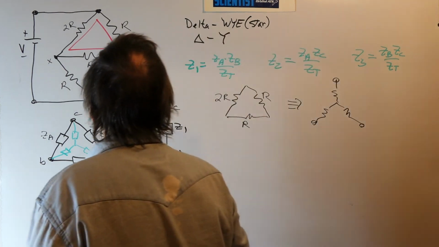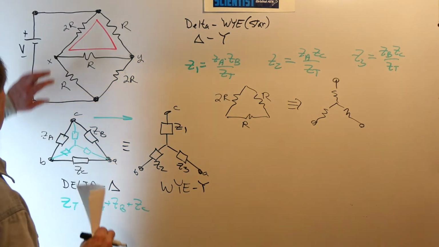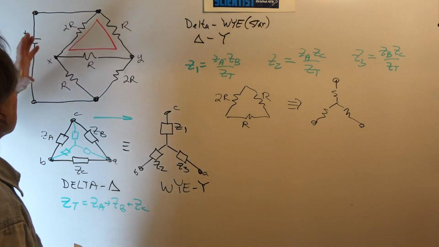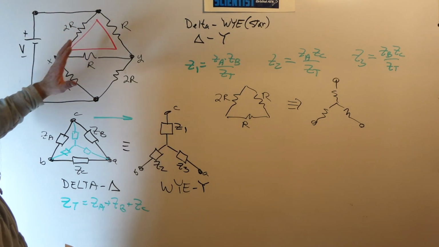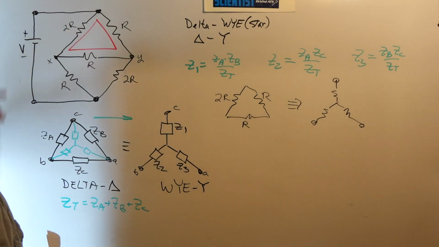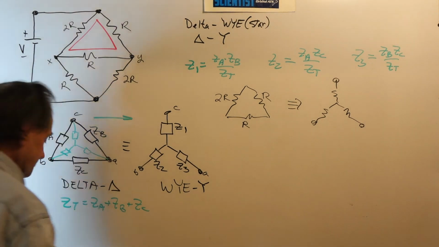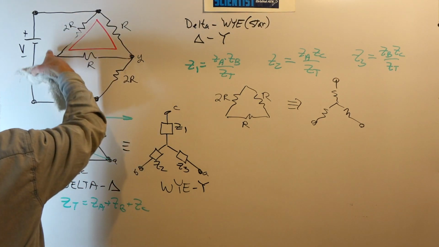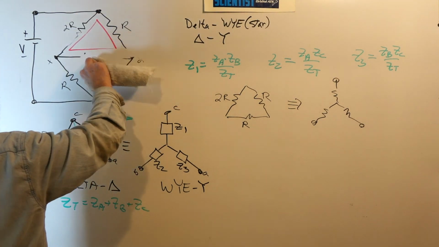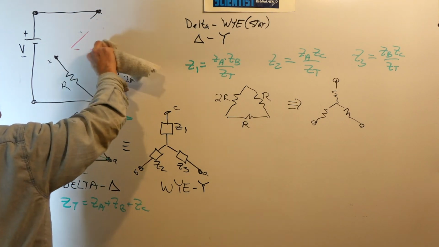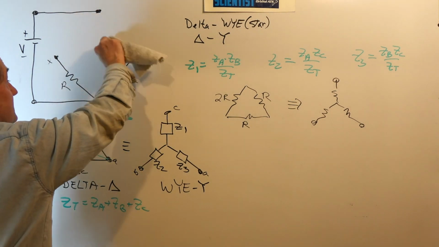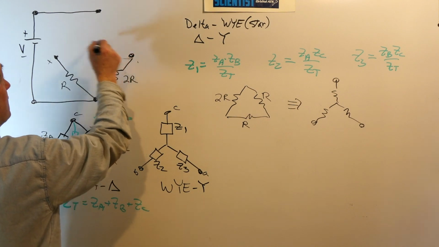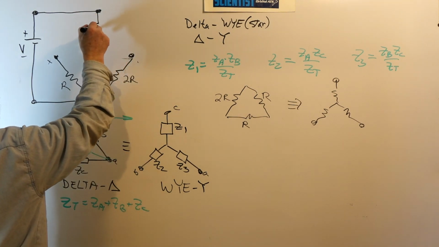But why do we want to do that? Well, the reason is you can see that if we can take this and make it a Y or a star connection, then we can solve for the total resistance or load that this voltage source sees. So let's take this delta here and convert it to a Y. And this is what we end up with. So between these three nodes, rather than having the delta, we're going to put in a Y.